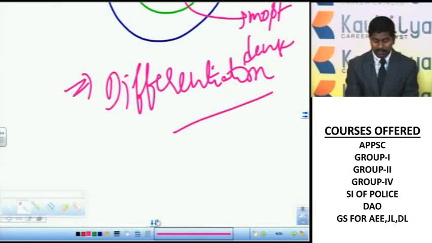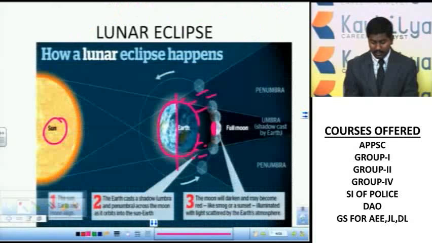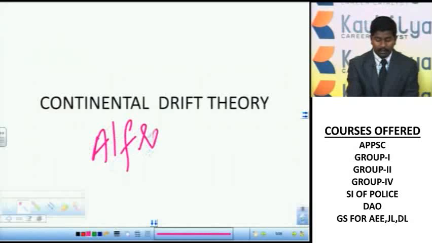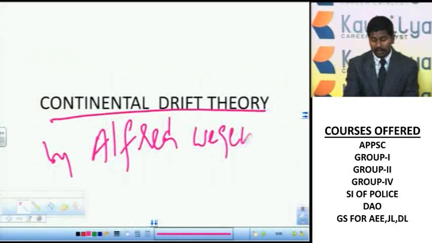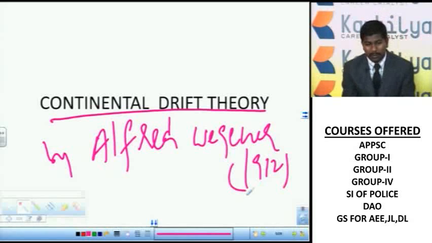Now the concept regarding the evolution of the continents and oceans on the earth's surface was given by a German geographer. He proposed a theory called continental drift theory by Alfred Wegener. Alfred Wegener, a German geographer, proposed this theory in 1912, and of course it is one of the most important theories. Here Wegener made an excellent attempt to explain the origin, or the evolution, of the continents and oceans on the earth's surface.